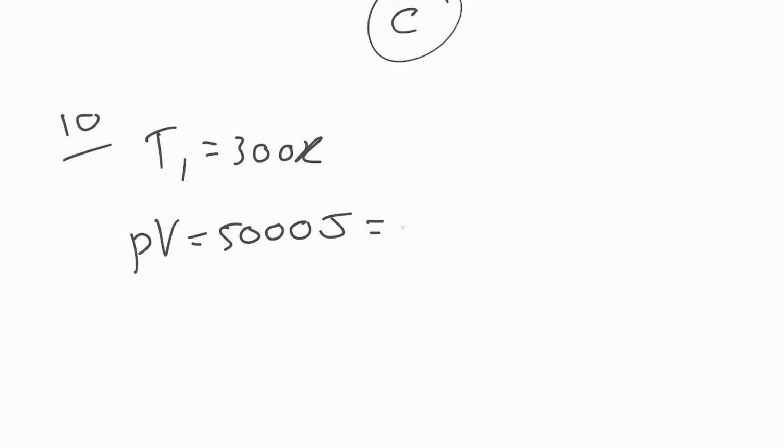Okay, initial temperature is 300 Kelvin. The product of pressure and volume is 5,000 joules. Right, so that's equal to nRT or NKT.